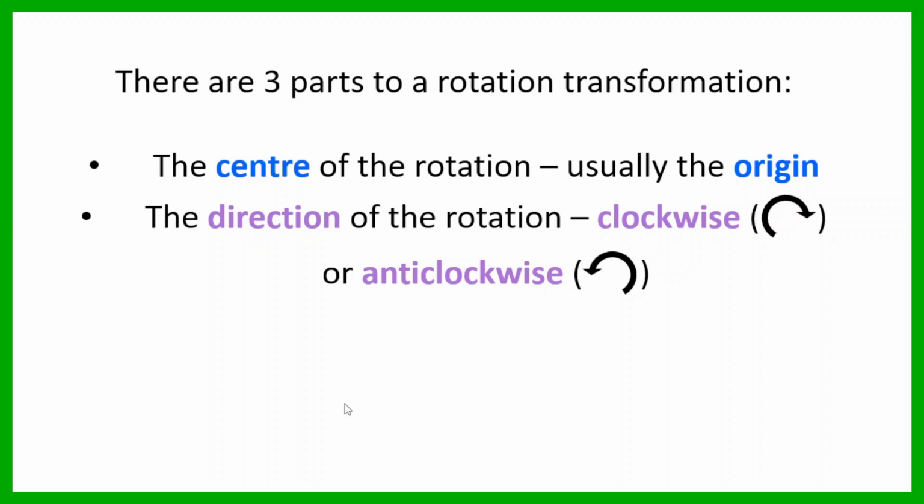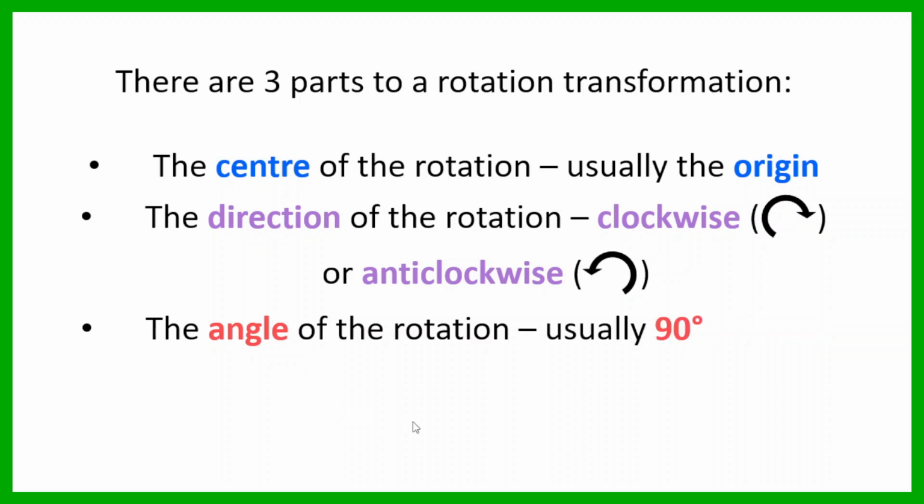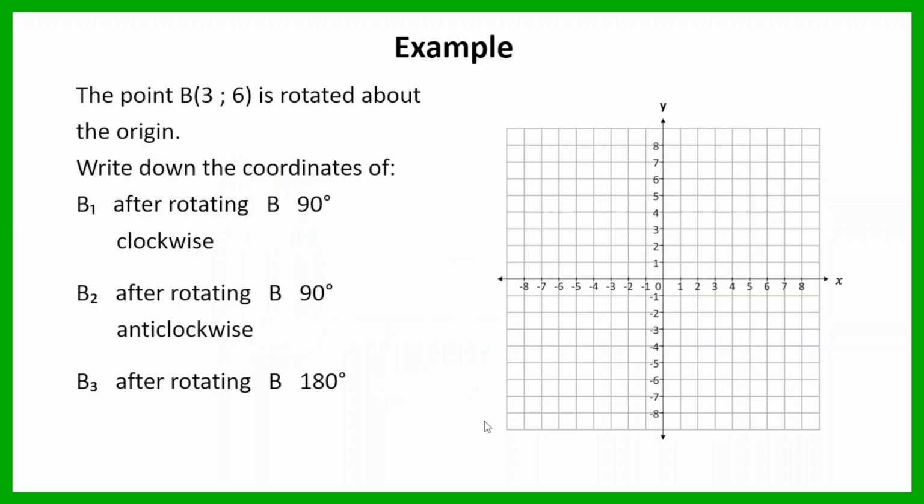Okay, so you need to be aware of the center of the rotation, which will for us be the origin, and the direction of the rotation, and then also the angle of the rotation. It will usually be 90 degrees, which is a quarter turn, or 180 degrees, which is a half turn. You can do other rotations as well, or other angles, but these are the ones we are going to be doing. Right, let's have a look at our first example for today.